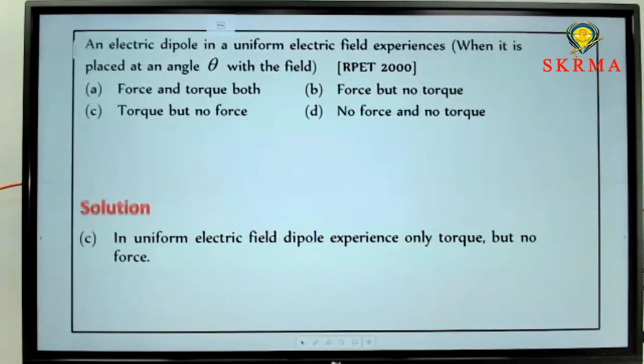An electric dipole in a uniform electric field, when placed at an angle theta, experiences: both force and torque, force but not torque, torque but not force, or no force and no torque.